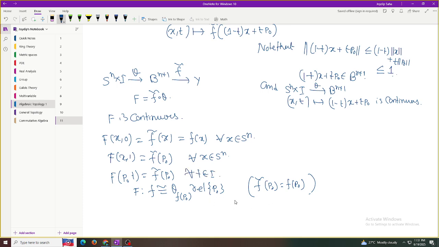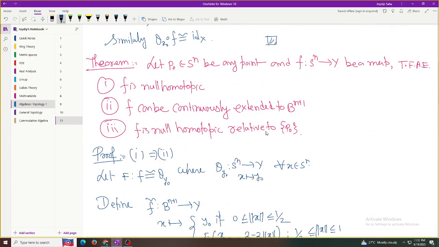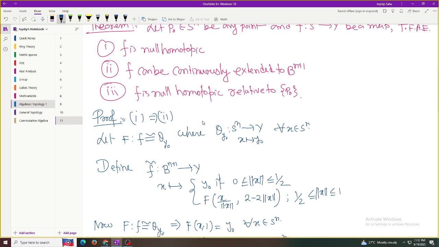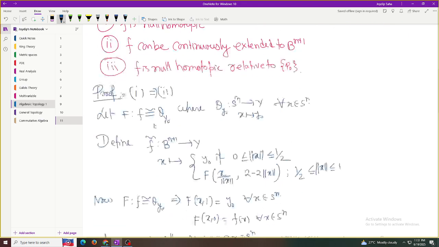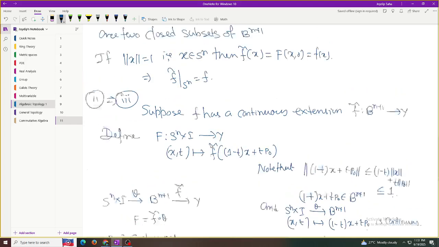So, f is null homotopic relative to p0, then it is obviously f is null homotopic. Okay, relative to p0 means it is null homotopic.